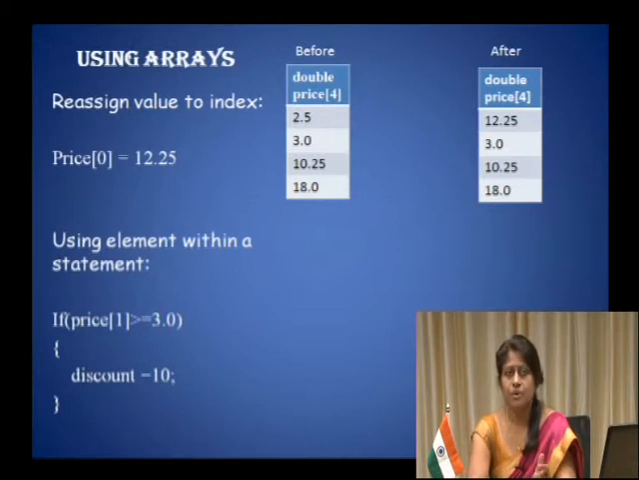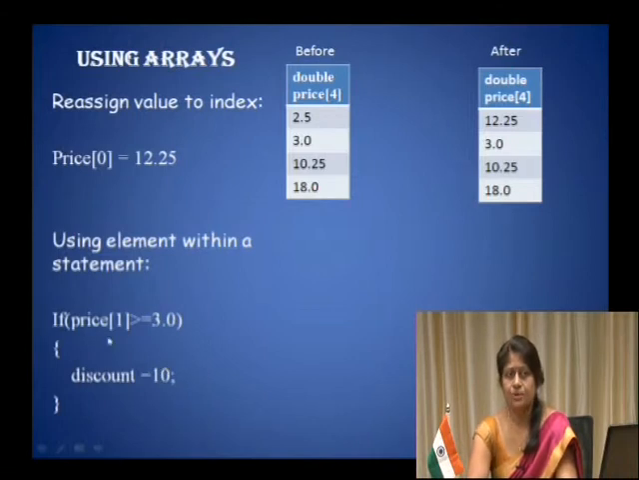Now, I want to make a change of this value, that is 2.5 into 12.25. So, if I give this assignment statement price of 0 is equal to 12.25, after the change your array would be looking such as this, that is price of 0 now becomes 12.25. And in the same way, you can use your array elements in any of the statements of your program.